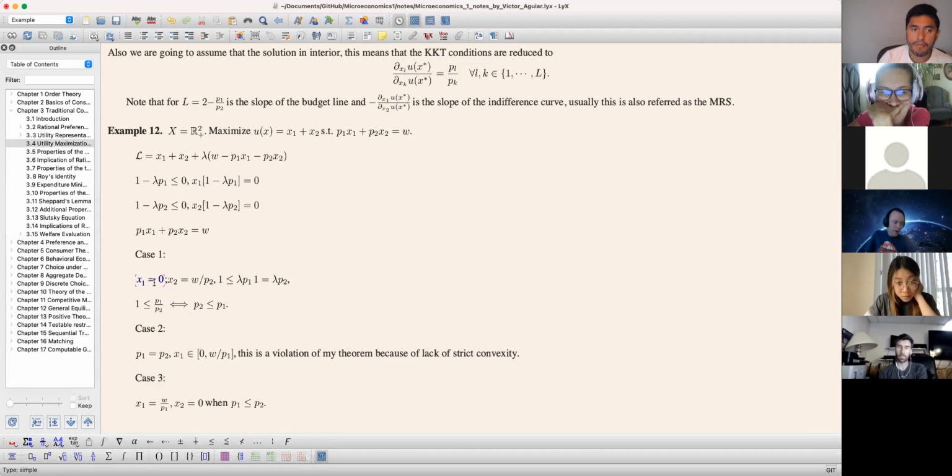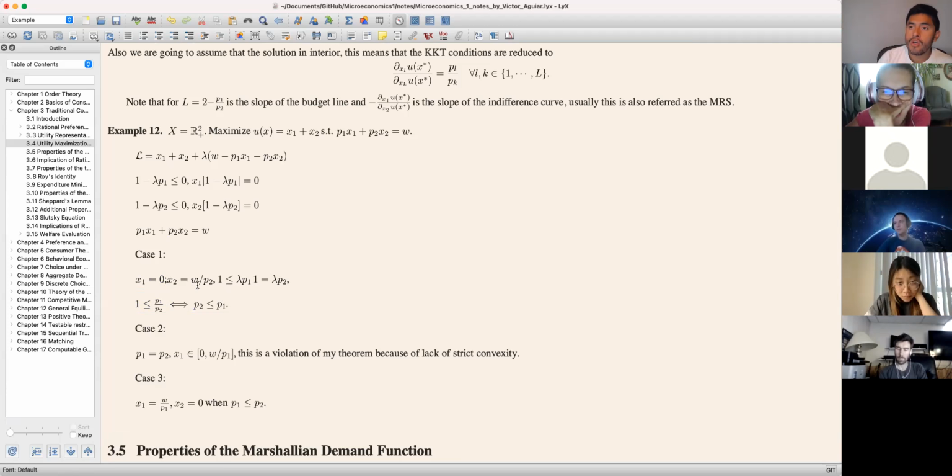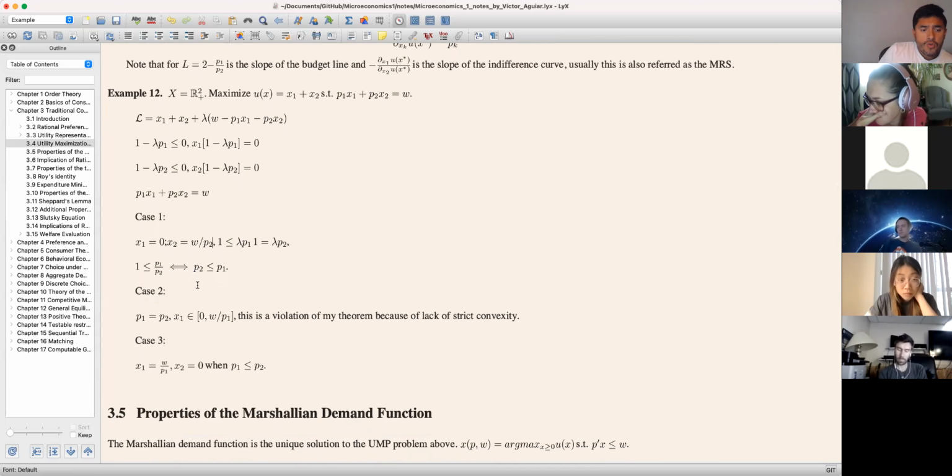So this proposed solution, x1, x2, is in fact satisfying the Kuhn-Tucker condition, which in this case are necessary and sufficient for optimality. Okay, do you understand? So this is basically the first part. Now, let's do case 2.